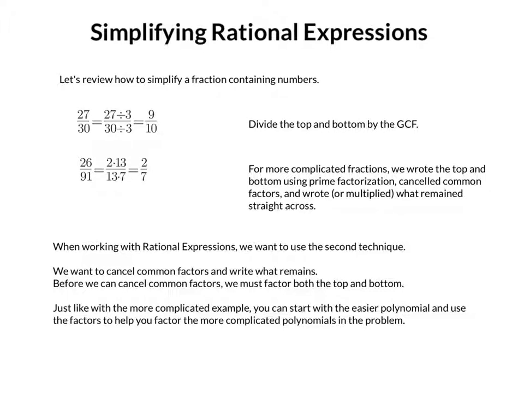with 2 over 7. When working with rational expressions, we want to use the second technique. We want to cancel common factors and write what remains. Before we can cancel common factors, though, we do have to factor both the numerator and the denominator. Just like with the more complicated example, you can start with the easier polynomial and use the factors to help you factor more complicated polynomials in the problem.